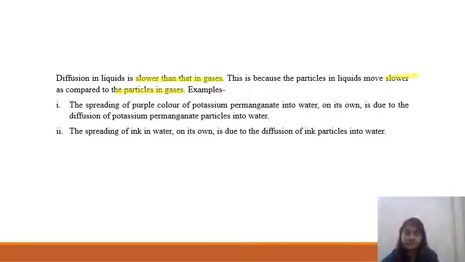For example, the spreading of purple color potassium permanganate into water on its own is due to diffusion of potassium permanganate particles into water. Okay. Now, the spreading of ink in water on its own is due to diffusion of ink particles in water particles. Okay, students. So this means that diffusion can also occur in water and the rate is slower than air. Okay. Air, we can say gas.